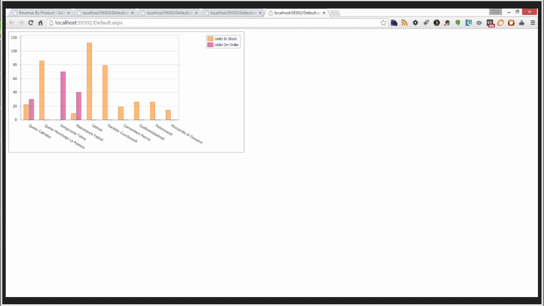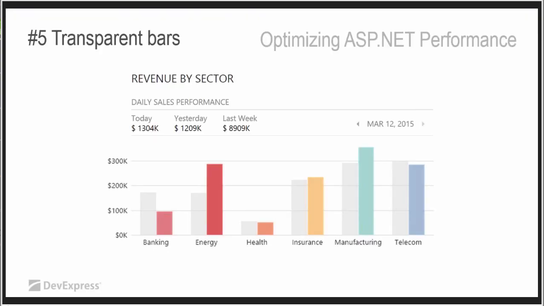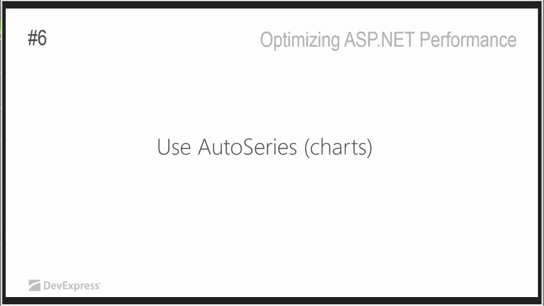Awesome. Now, continuing the chart tips, best practices, what do we got up next? Okay, so the next tip that we have, and that is also a really cool feature, it is called the AutoSeries feature in the charts.